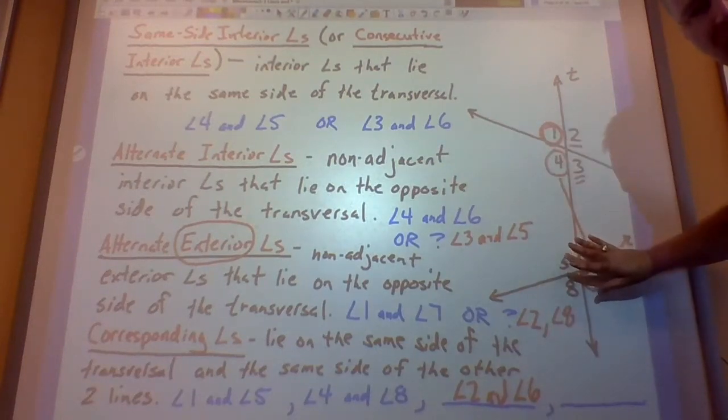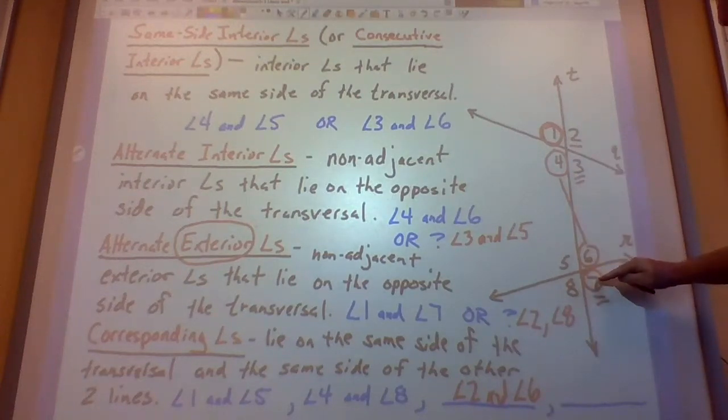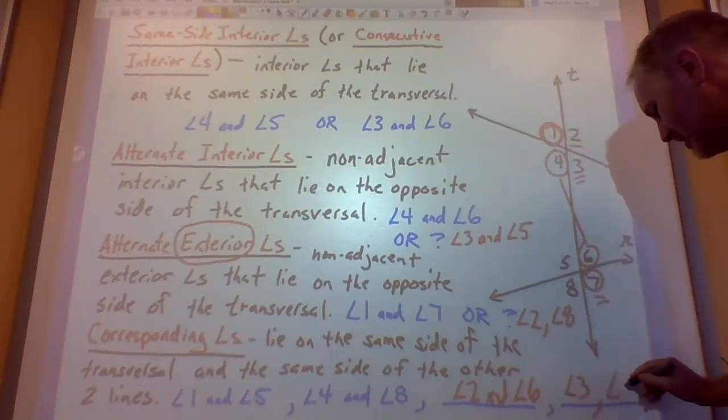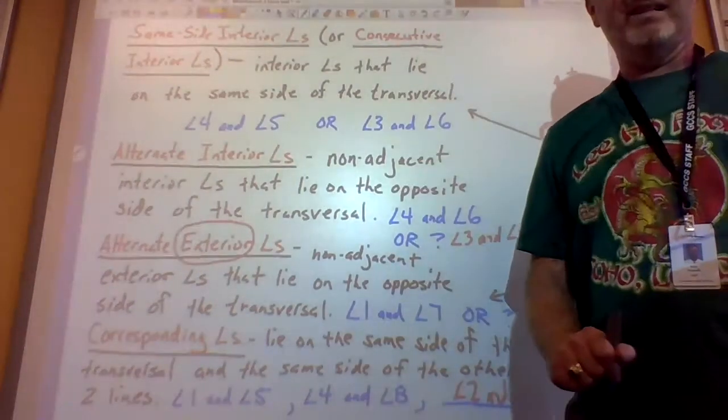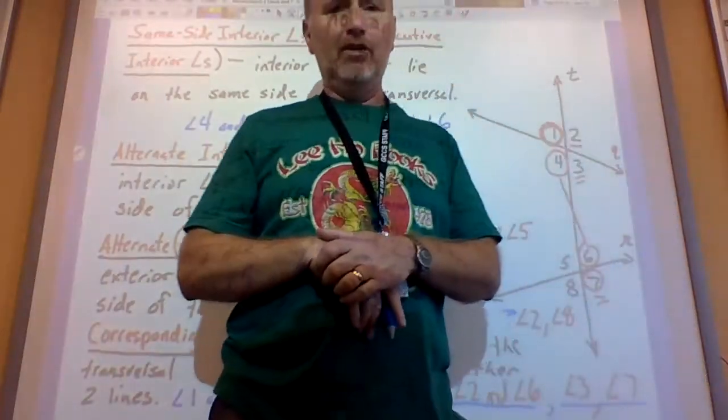Who's in the bottom right corner of the bottom group? Well, 7. So angle 3 matches up with angle 7. All right. Any questions on that? Any questions? So, like I said, try to get those firmly established in your brain.